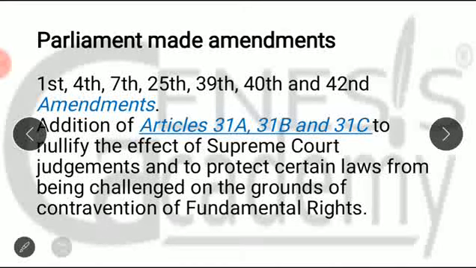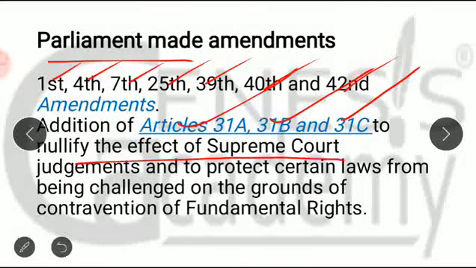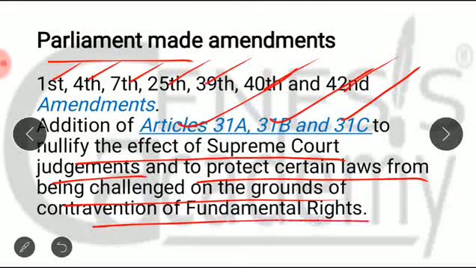So in retaliation, what did the Parliament do? To nullify these things, Parliament made the 1st, 4th, 7th, 25th, 39th, 40th and 42nd amendments in order to nullify the effects of Supreme Court decisions. It added Article 31A, Article 31B and Article 31C to nullify the effects of Supreme Court judgments and to protect certain laws from being challenged on the grounds of contravention of fundamental rights.